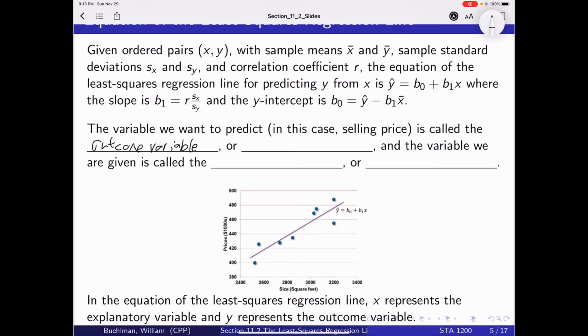Or the response variable. And the variable we are given is the explanatory variable. Or the predictor variable.